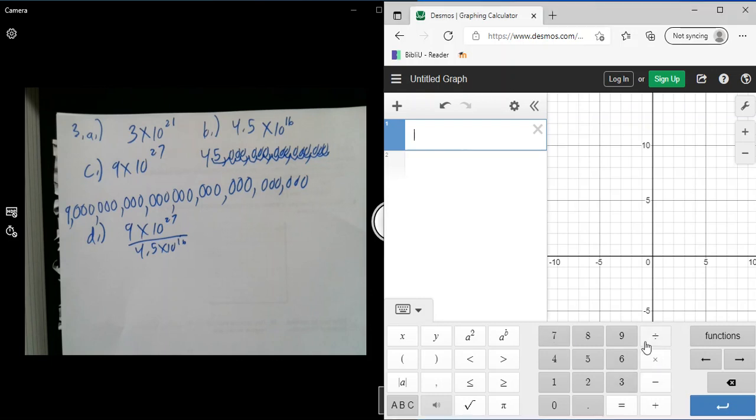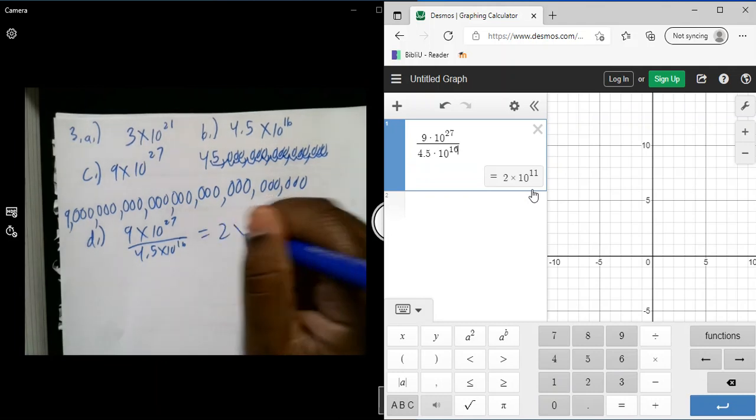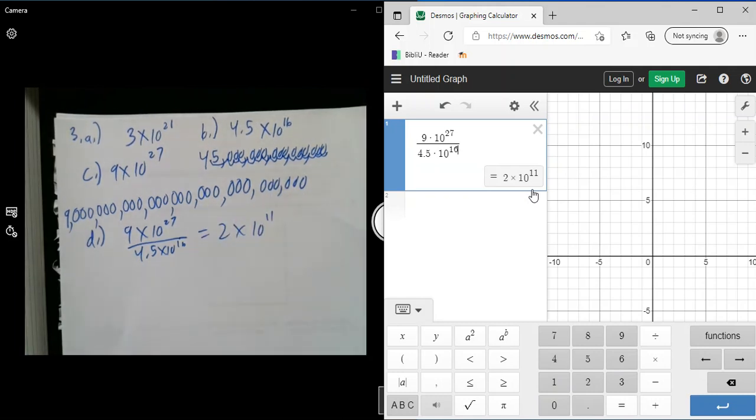All right, so we have 9, I'll put the division sign, times 10 to the 27th power. And then in our denominator, it'll be 4.5 times 10 to the 16th power. And it gave us 2 times 10 to the 11th power. And that would be our final answer. Now, I showed you all how to do it in a calculator. Now I'm going to show you all how to do it by hand.